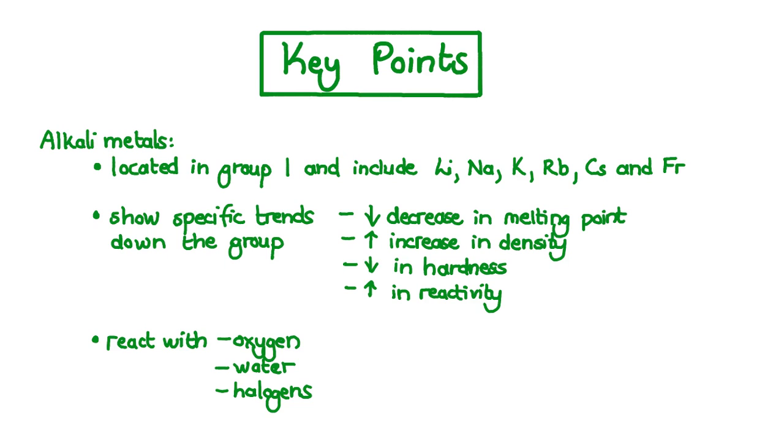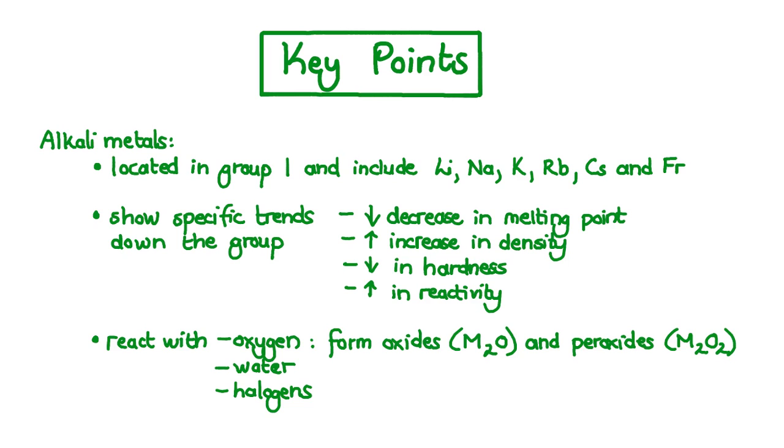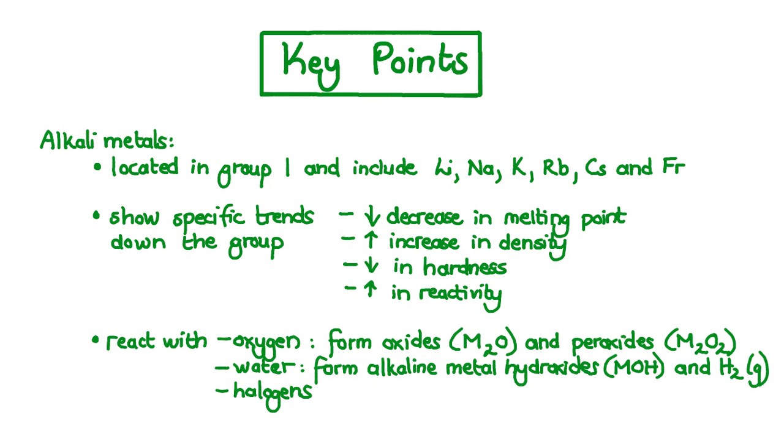Lastly, we looked at the reaction of the alkali metals with oxygen, water, and halogens. When alkali metals react with oxygen, they form metal oxides of the form M2O or peroxides of the form M2O2. We briefly mentioned that some alkali metals react with oxygen to form superoxides. When reacting with water, the group 1 metals form alkaline metal hydroxide solutions, where the metal hydroxide has general formula MOH, as well as hydrogen gas.